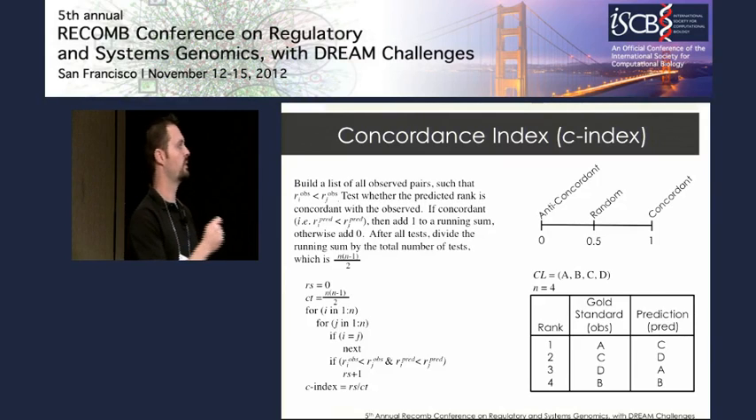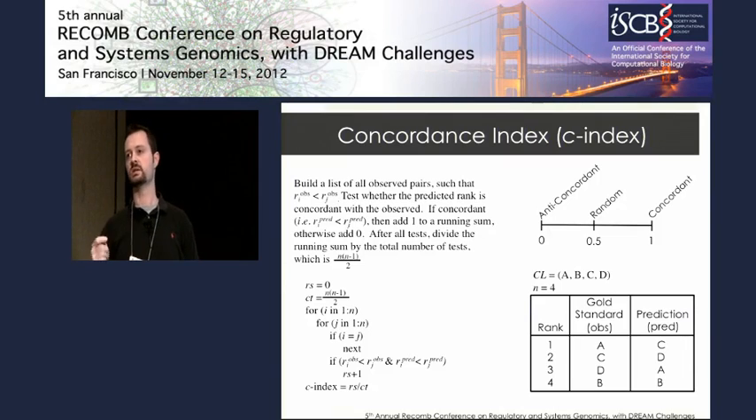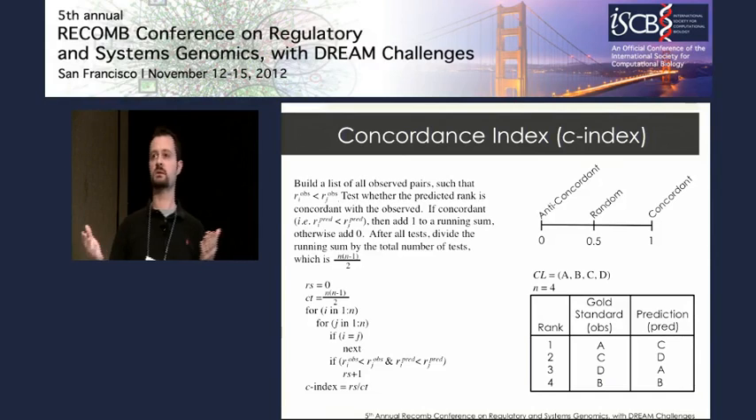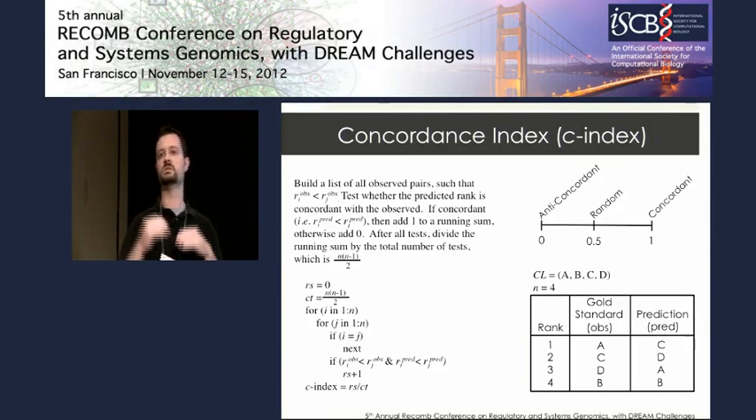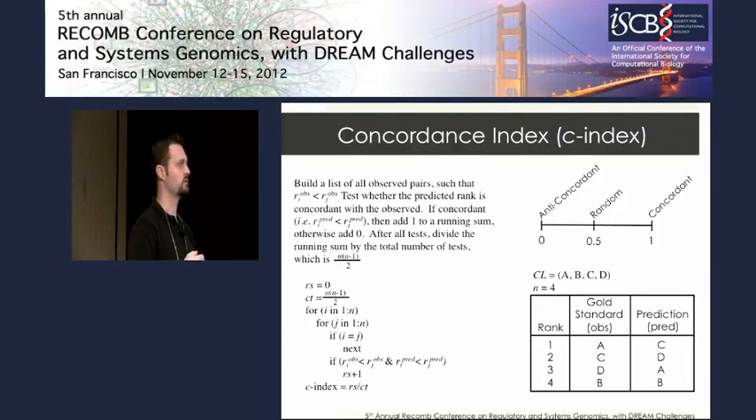And then what we want to do is test that against the predictions themselves, and make sure that the ranks are similar, which would be concordant, or if they're not, then they're non-concordant. Okay? If they're concordant, we add a 1 to the running sum. If not, we add a 0. We go through and do all these tests, and then we just take the average over all these tests. So that's the Concordance Index, just walking through it.